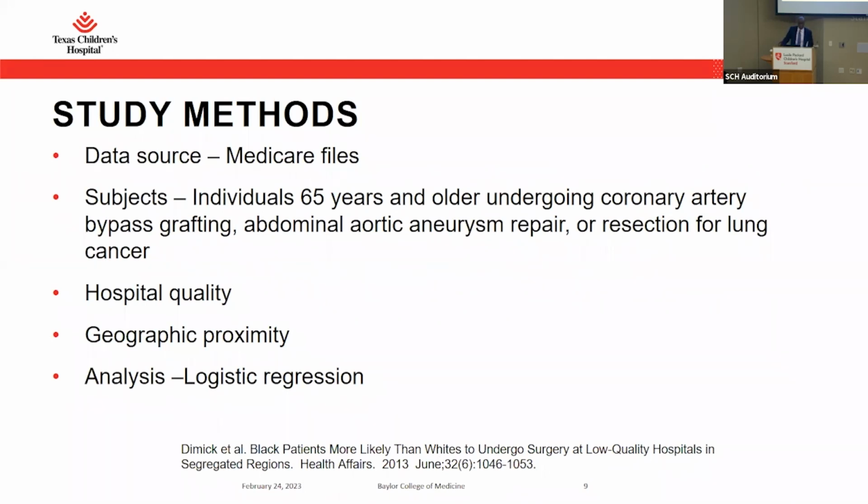So, a very simple study. They used Medicare data files, so essentially everyone had coverage. Now that comes with a big asterisk because not all healthcare coverage is the same, but in general, they had some coverage. These were individuals 65 years and older who were undergoing the procedures you see below. They had a measure for hospital quality, which was based on morbidity and mortality, and they had a measure for geographic proximity, basically how close you lived to these hospitals, and they did a logistic regression.